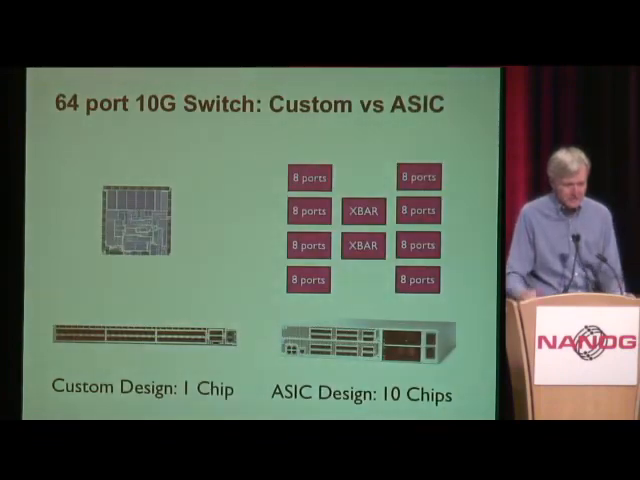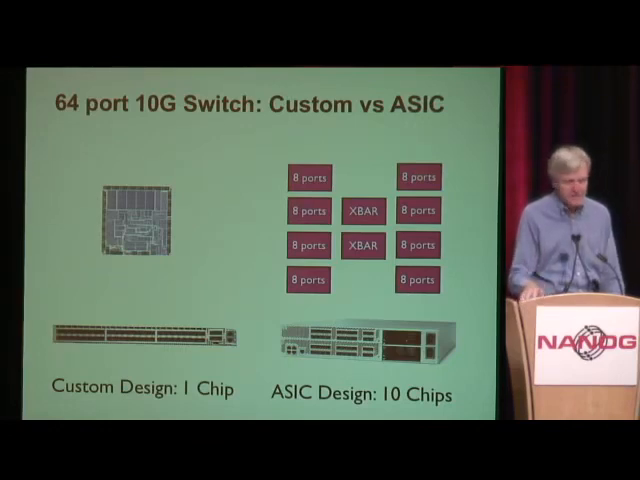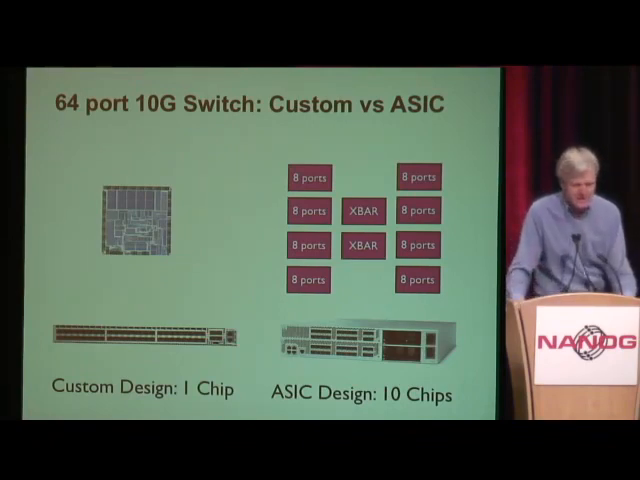Now, we are shipping this chip today in a 1U box that has 64 10 gig ports. The alternative to this is you design things with ASIC flow, and the current implementation there is roughly 8 10 gig ports per ASIC chip. So you can certainly build a system that has 64 ports. You would need 8 of those 8-port chips and another 2 for the crossbar to tie it all together. So it would be a total of 10 chips instead of 1 chip. Same function, it's just a lot more chips.